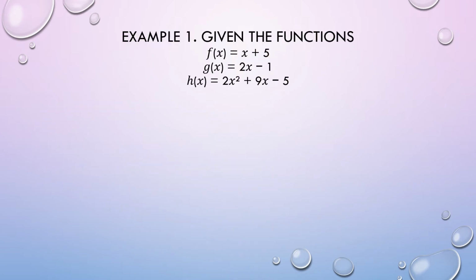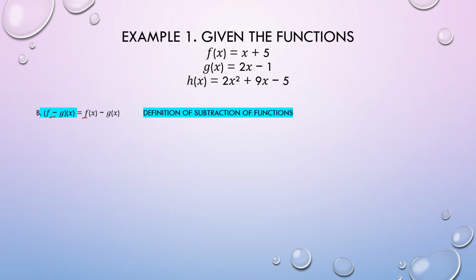Next. So the same functions, but this time we're going to get their difference. So you can see here, this is subtraction. So f minus g at x is equal to f of x minus g of x by the definition of subtraction of functions.